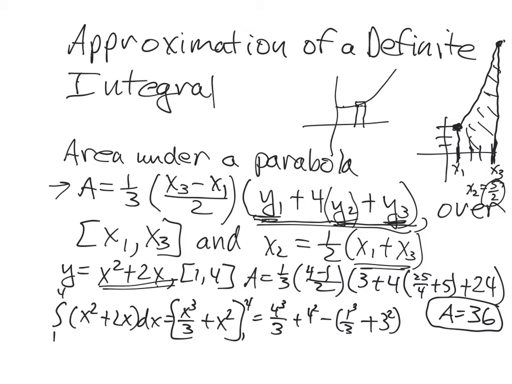And, well, calculate that. Guess what we get? Yeah, we get 36. So probably after they figured out the integral is so much easier to calculate with the fundamental theorem, this area under a parabola formula kind of got tossed aside.